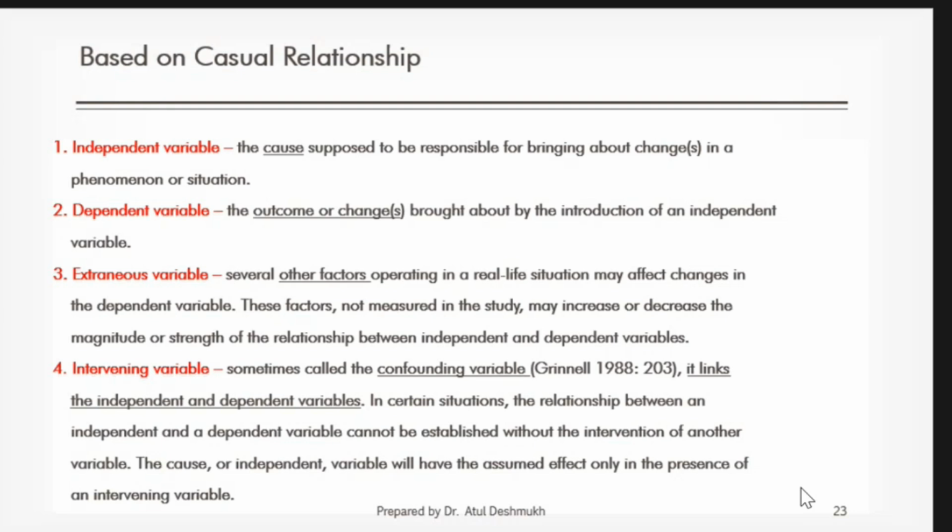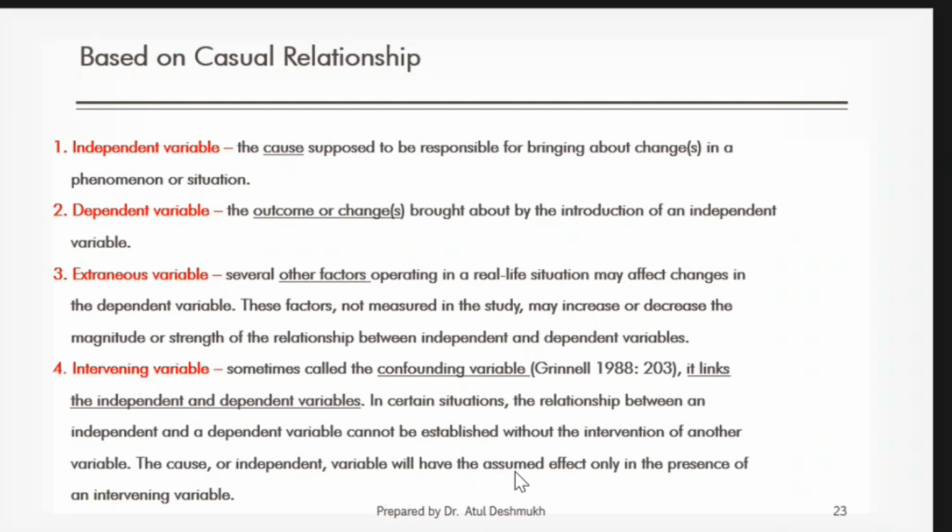If chemical A has to act on chemical B, what is required? Chemical C is required. Only in the presence of chemical C is that reaction happening. If chemical C is not present, chemical A will not have its impact on chemical B. So chemical A is the independent variable, chemical B is the dependent variable, and chemical C is the intervening variable. Only in the presence of chemical C is chemical A acting on chemical B and its influence seen. And you can see the outcome variable effect, right? So that is the intervening variable. It is also called a confounding variable. It links independent and dependent variables. In certain situations, the relationship between independent and dependent variable cannot be established without the intervention of another variable.